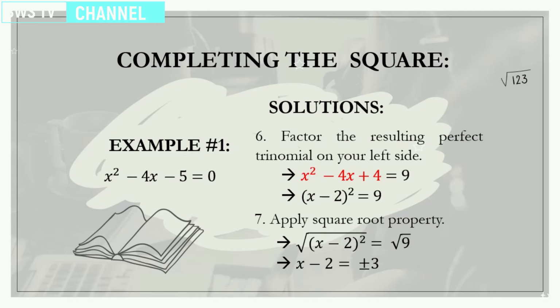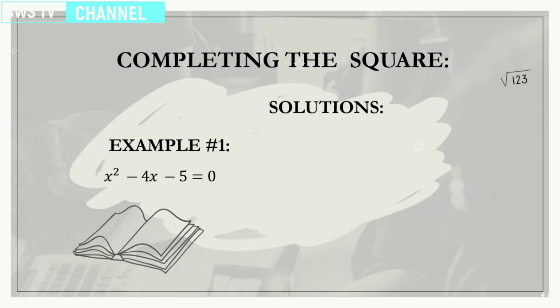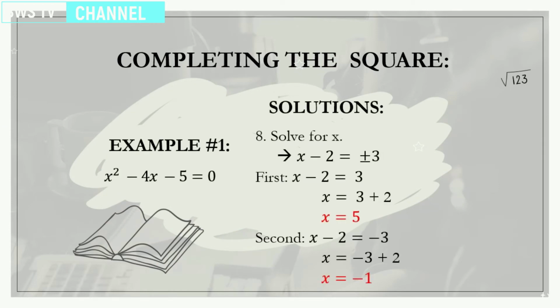Now apply the square root property. So take the square root on both sides. Cancel the square root, cancel the exponent. So what will remain is x minus 2. The square root of 9 is, again remember, when taking the square root, there are two answers, positive and negative 3. So we have solved for x. So we will consider the positive and negative value. So we have x minus 2 is equal to positive 3. This will be the first. Then transfer 2 to the right side. That will be 3 plus 2. So x is equal to 5.